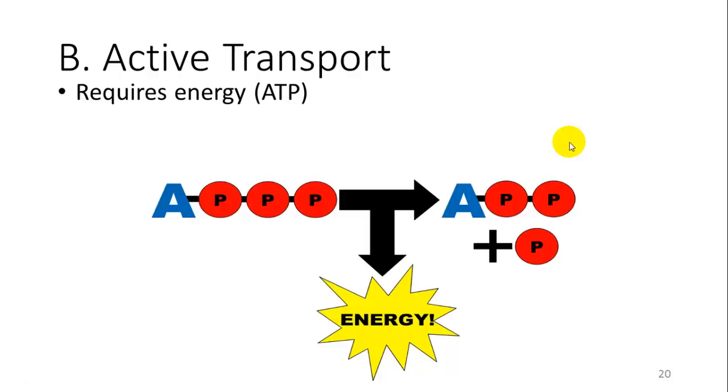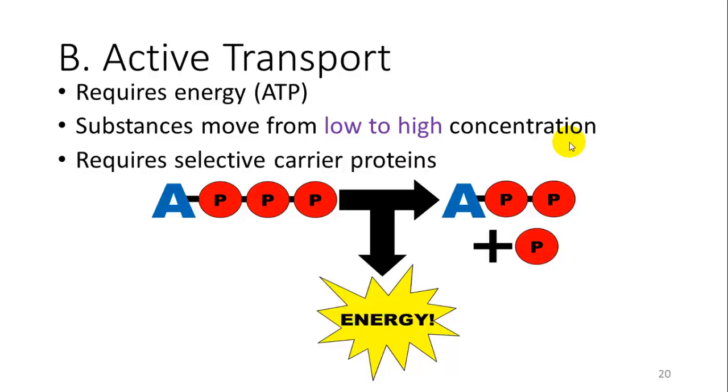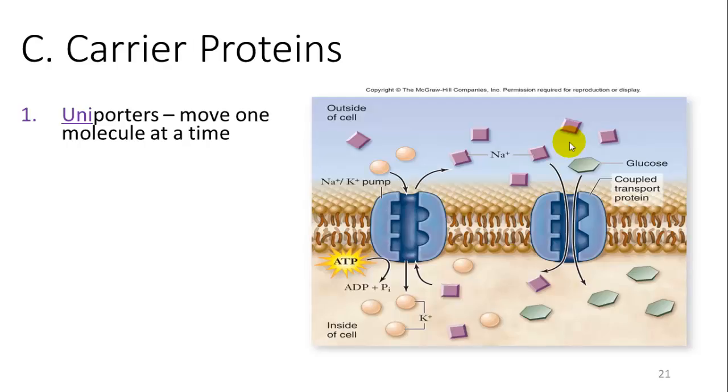All right, our second type of transport is active transport. This requires ATP. In this type of transport, you have transport from low concentration to high concentration. So this is against the concentration gradient, against what is natural to diffusion. And this requires selective carrier proteins.